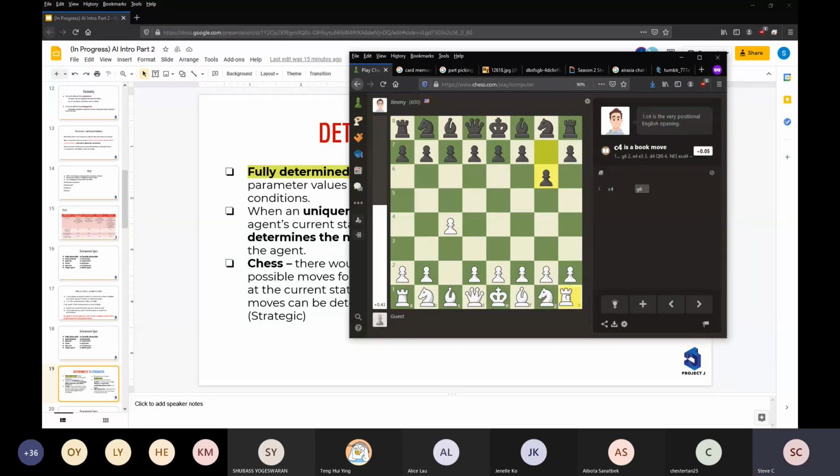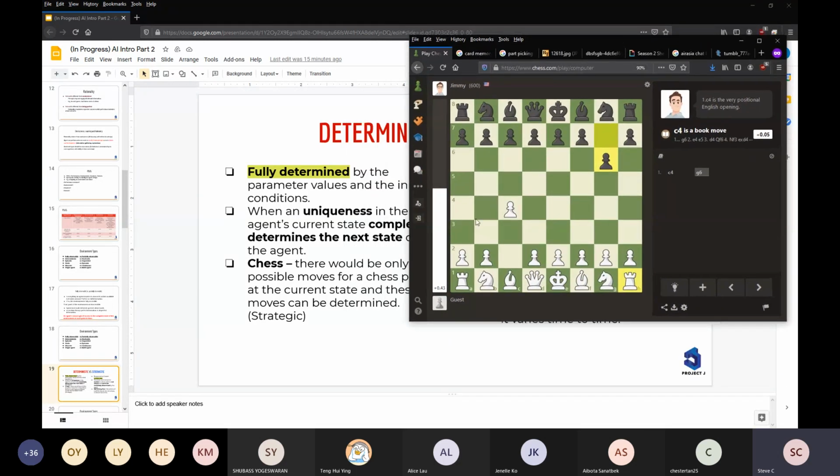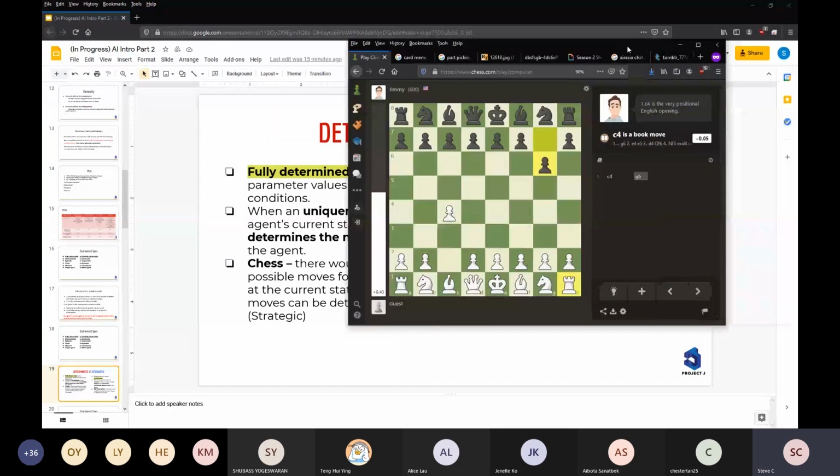I can move this rook around. So this uniqueness, right, explains the second point here: when a uniqueness in the agent's current state completely determines the next state of the agent. So I can actually move this. All of these are deterministic elements.